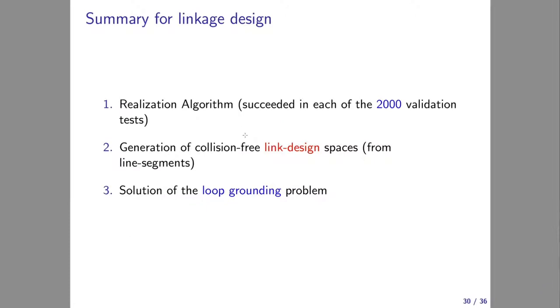Let's see a summary for this linkage design. So 2000 validation tests succeeded for this realization algorithm, and then there's link design collision, and the collision-free link design space was generated from line segments. The loop grounding problem is also solved. Now let's see some results and the discussion of the results.